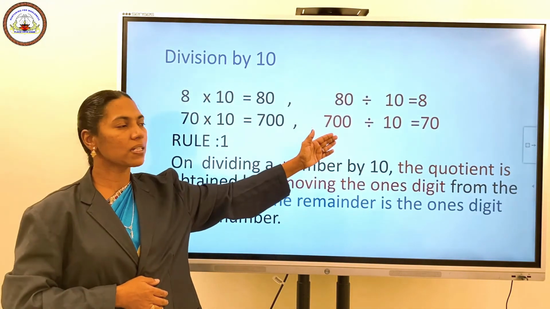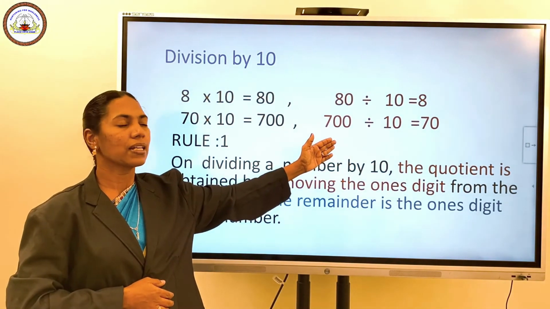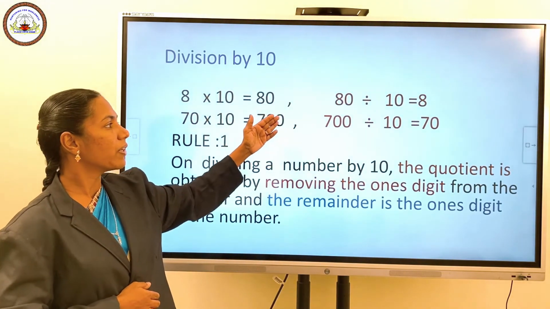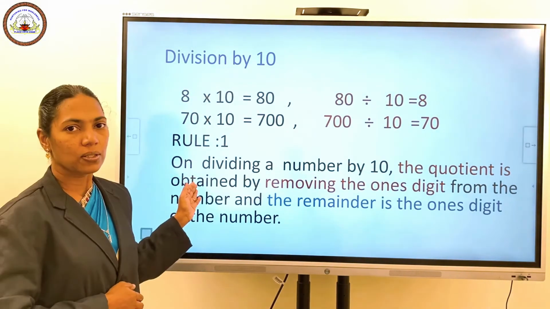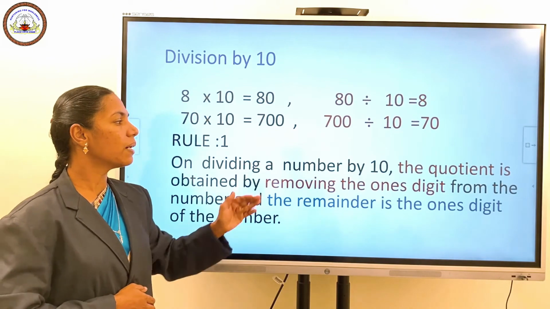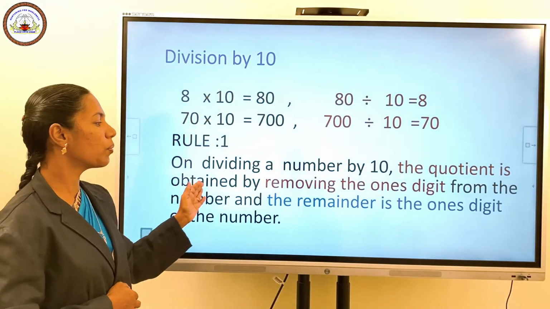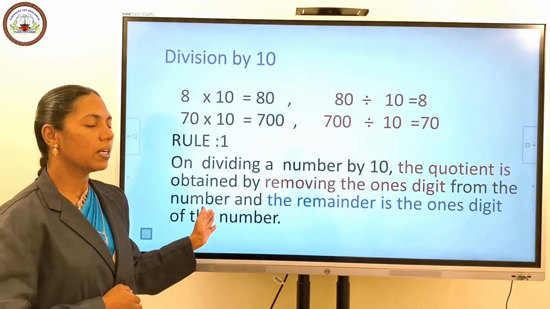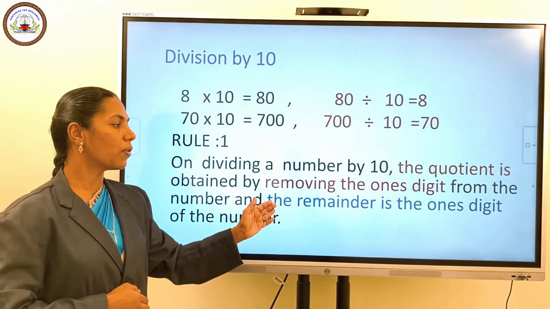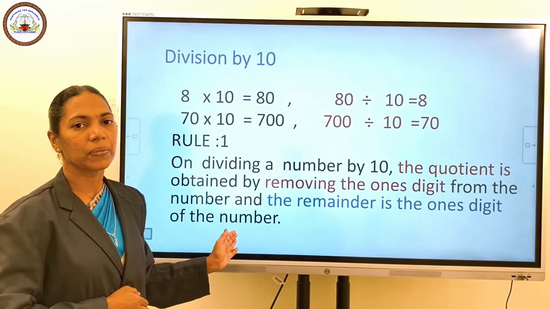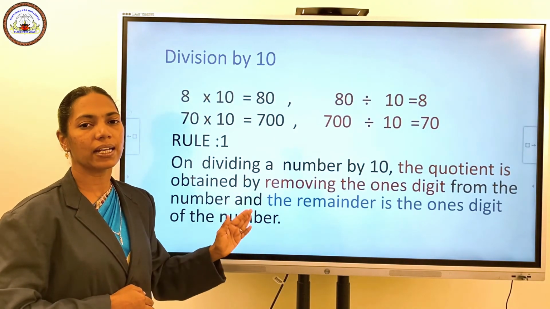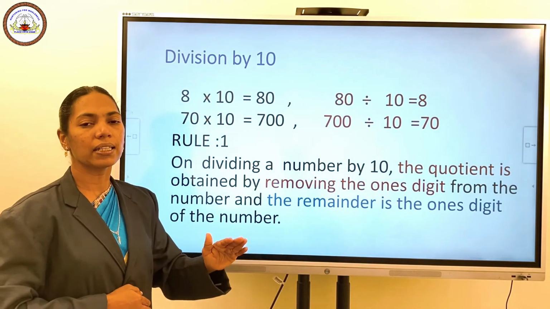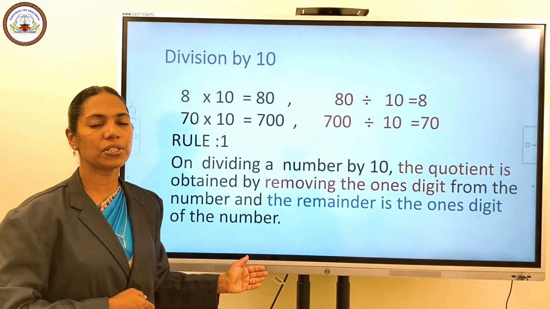Now can you observe anything from this division fact? Yes, we get the answer when we remove the ones digit. So the rule is on dividing a number by 10, the quotient is obtained by removing the ones digit from the number and the remainder is the ones digit of that number. So if you remove the ones digit, that number is the remainder. The remaining numbers are the quotient.